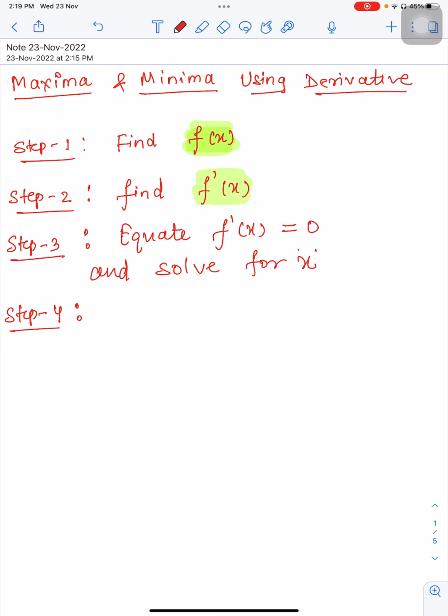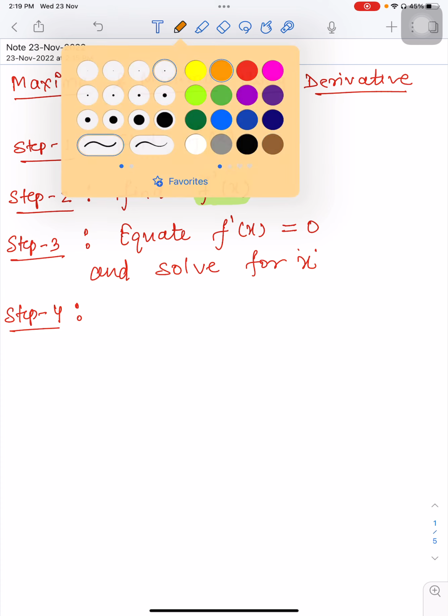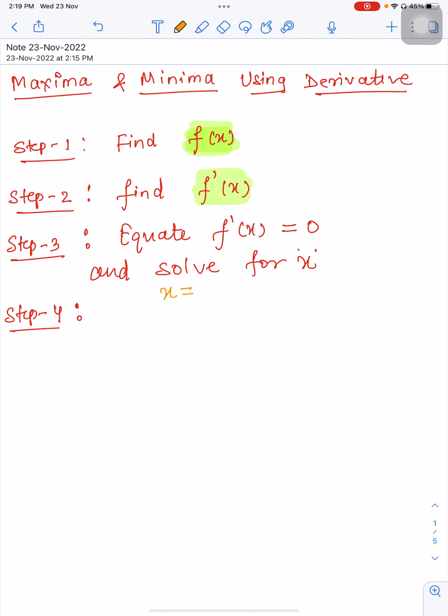Now you may get some values for x. आप step 3 में कुछ x के values पा सकते हैं. Just for example's sake, let's say that the values of x we are getting are x equals a and x equals b. आप assume करो कि x के दो values मिले हैं, a and b, where a and b can be any real number.